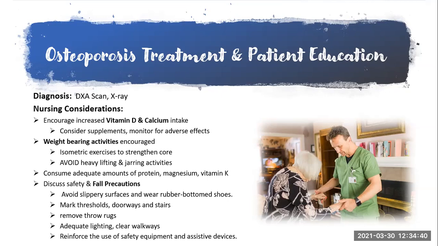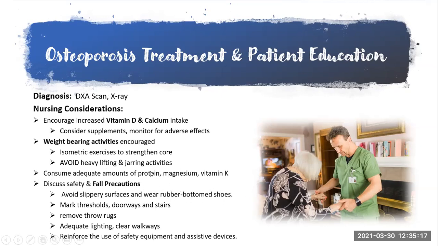Low impact weight-bearing activities. Also, exercise to strengthen the core. Anybody with back issues, back pain, kyphosis, anything like that, they need to strengthen those abdominal core muscles to help support the spine. And of course, avoiding heavy lifting and strenuous activities. Also, having low protein will also lead to poor bone health.